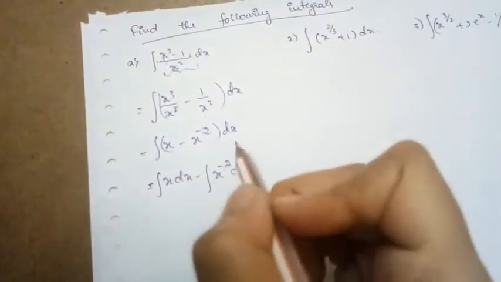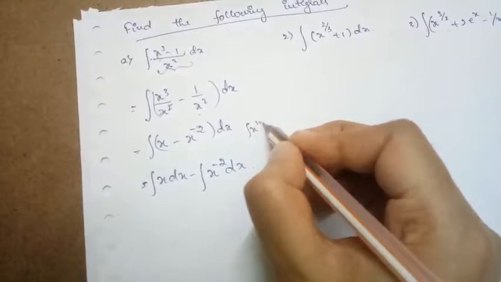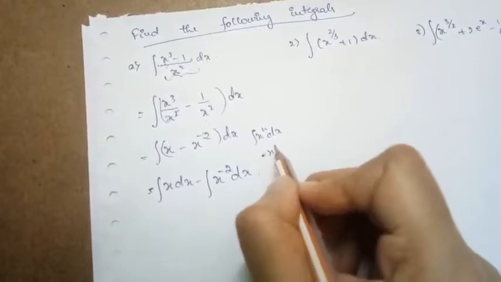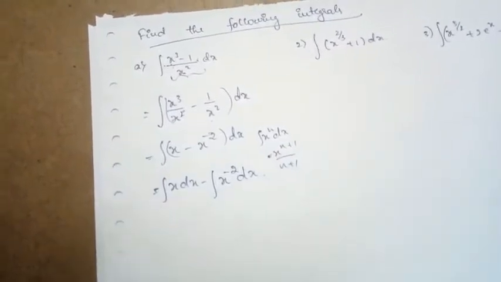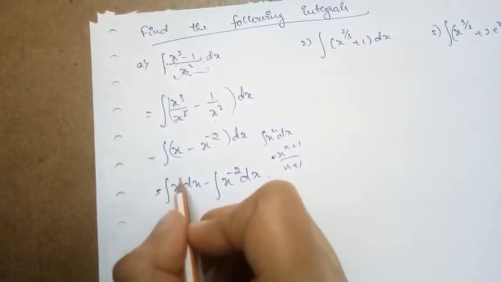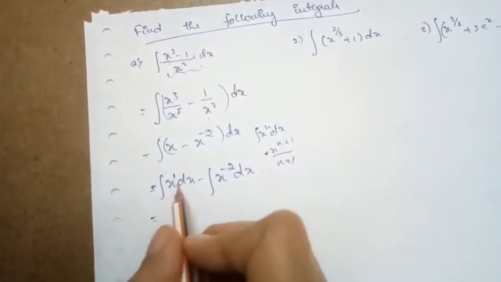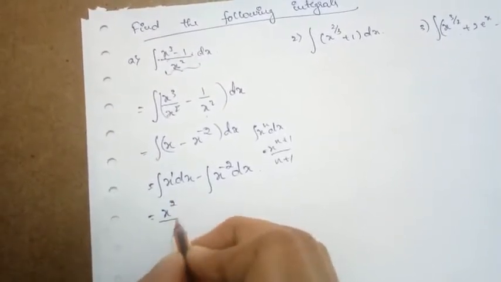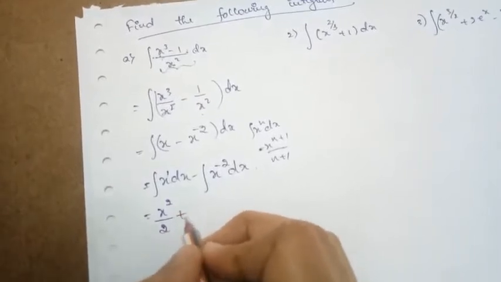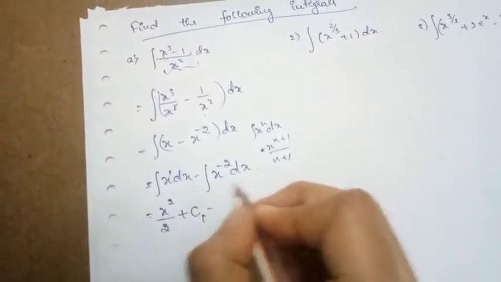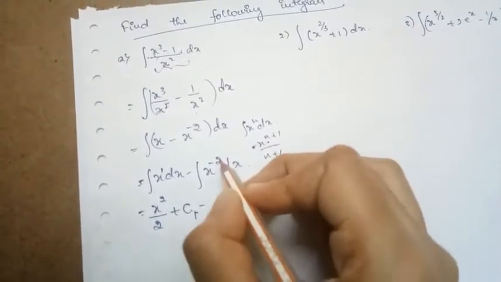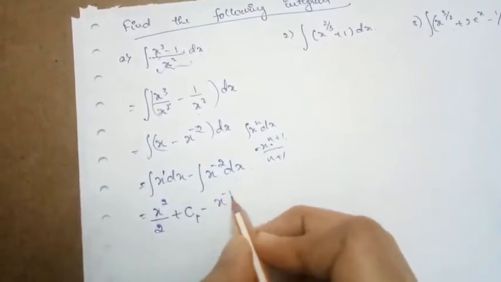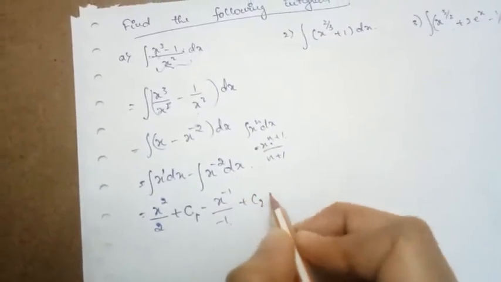Now we know the formula. What is the integration of x power n dx? It is x power n plus 1 divided by n plus 1. Here in place of n I have the power 1. So the integration of x power 1 dx is x square, since 1 plus 1 is 2, so x square divided by 2 plus c1, minus again the integration of this one. Here in place of n we have minus 2, so minus 2 plus 1 is minus 1. So x power minus 1 divided by minus 1 plus c2.